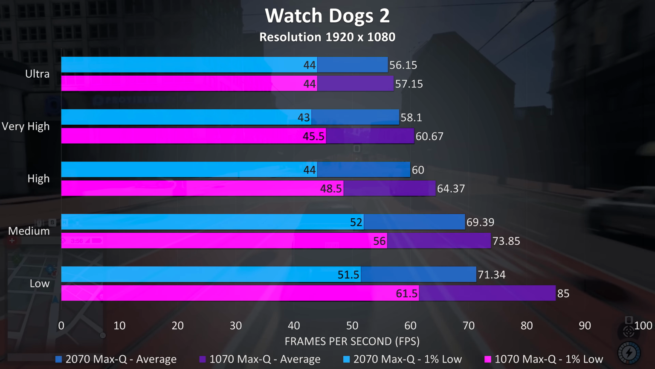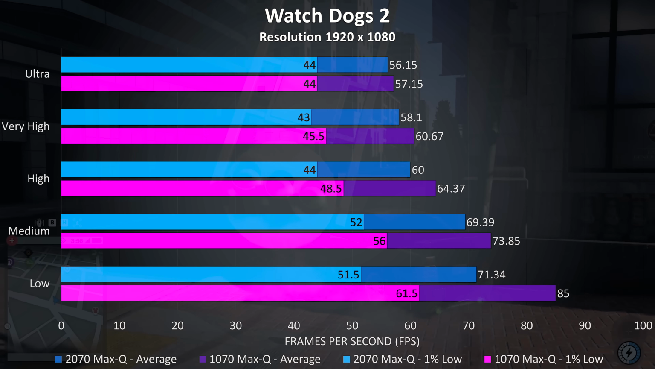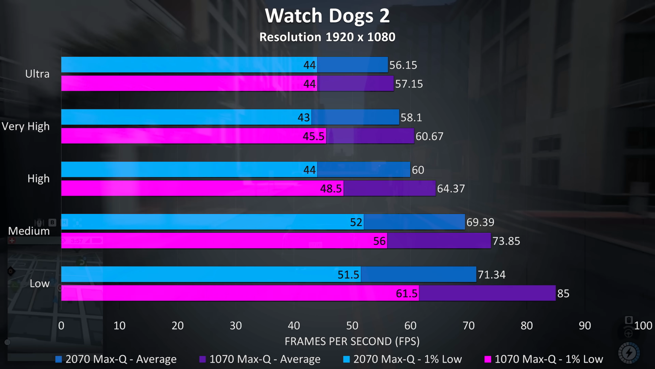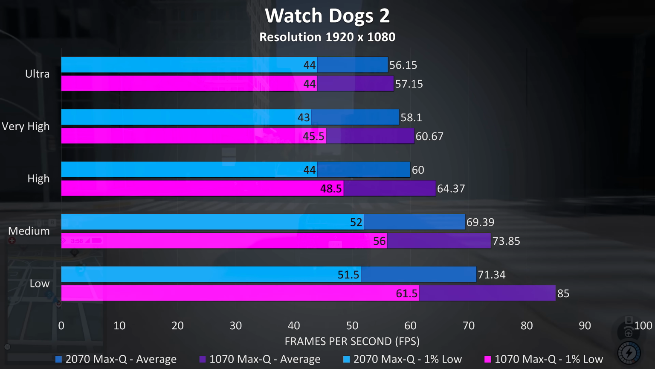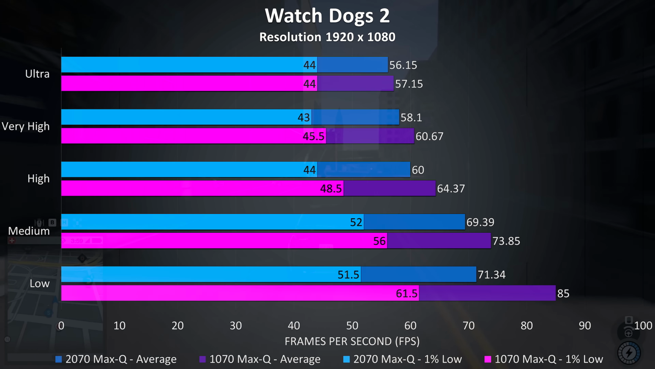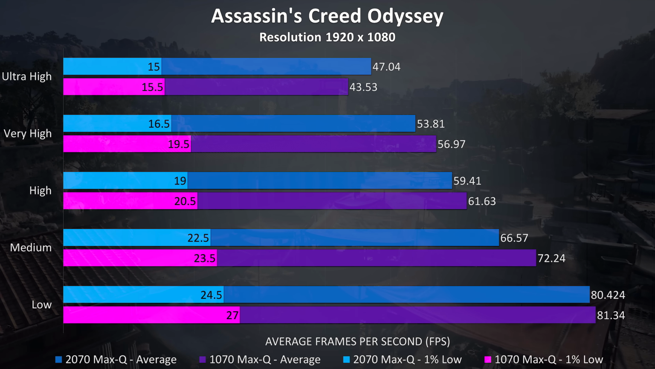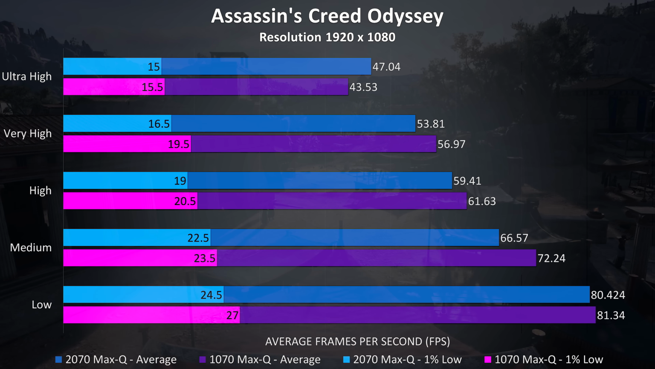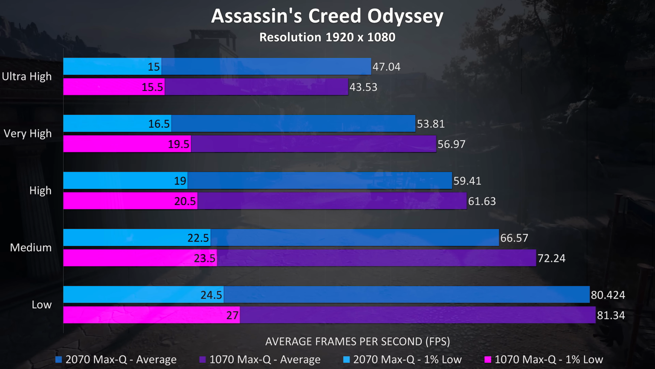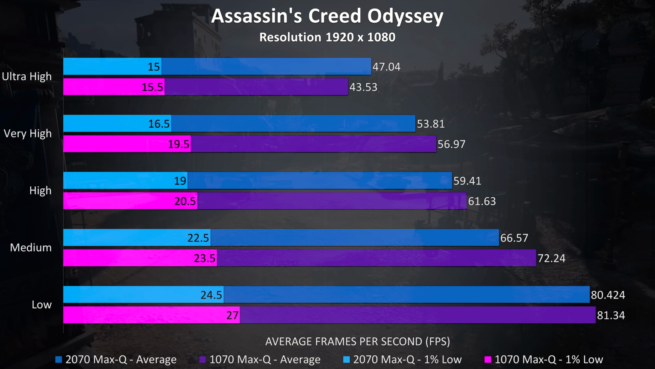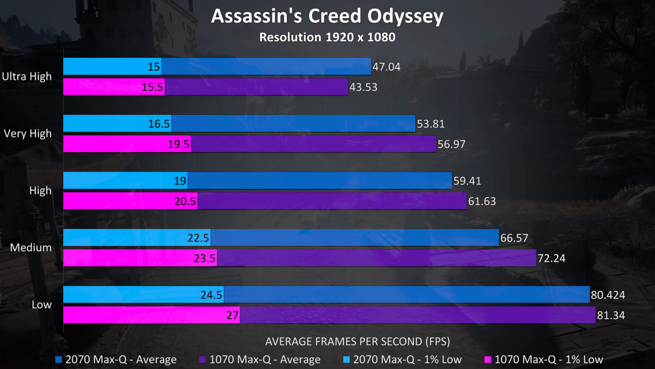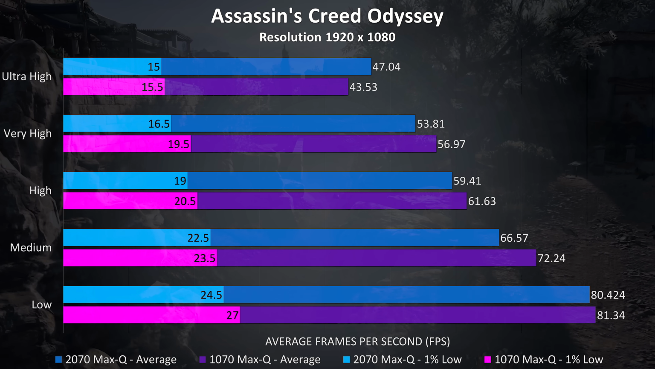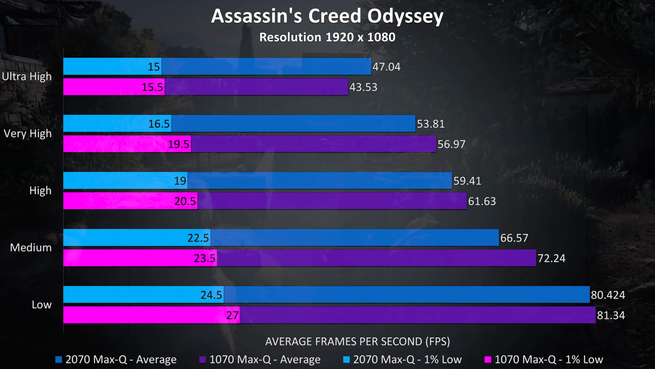At ultra settings, the 1070 Max-Q was getting 2% higher average FPS than the 2070 Max-Q, while at low settings this increases to the 1070 Max-Q scoring 19% higher average FPS. Assassin's Creed Odyssey was tested using the built-in benchmark, and the 1070 Max-Q was ahead in all tests except at ultra settings, where the 2070 Max-Q came out 8% ahead in terms of average FPS. However, the X9 was always slightly behind when it came to 1% low results, again most likely due to the heavier CPU throttling noted earlier.